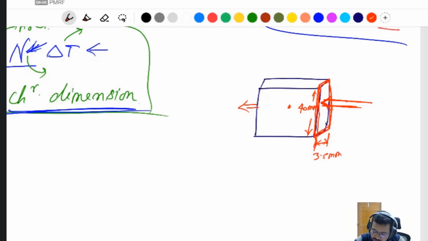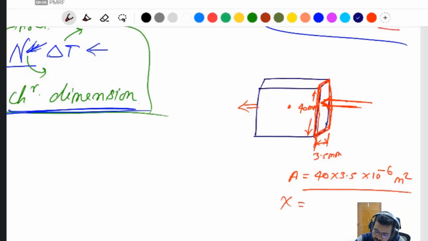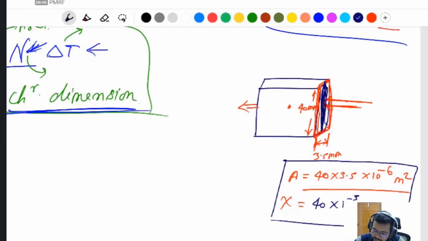So what is the area? 40 into 3.5 into 10 to the power minus 6 meter square. What is the dimension of x? x is the same thing, the length of this one will be the same, 40 mm. Then next I have written here 40 into 10 to the power minus 3 meter. We calculate a and x, then calculate the Reynolds number.